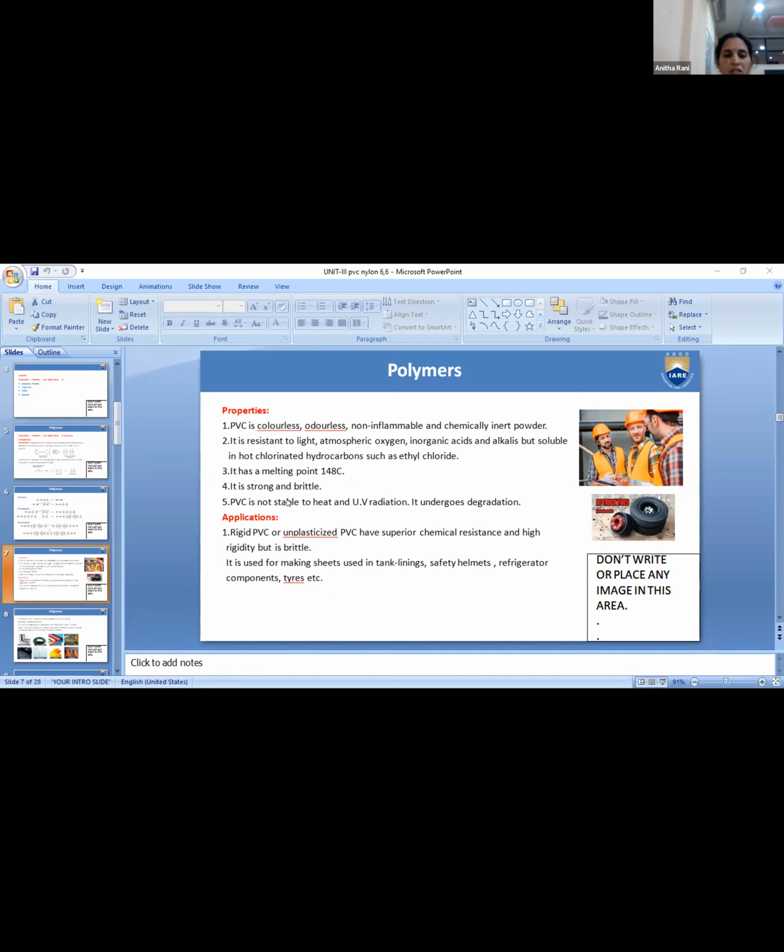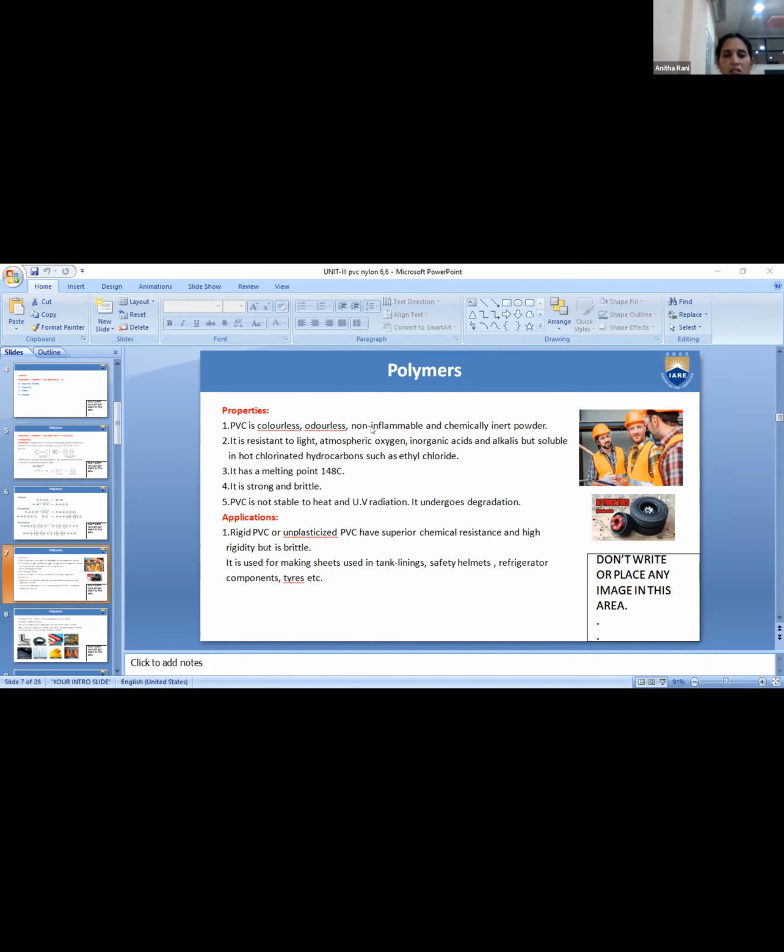So next, PVC is not stable to heat and UV radiation, meaning ultraviolet rays. When PVC articles are exposed to UV radiation, they will undergo degradation. That is the point we have to know about the properties of PVC. PVC is not stable to heat and UV radiation; it undergoes degradation.